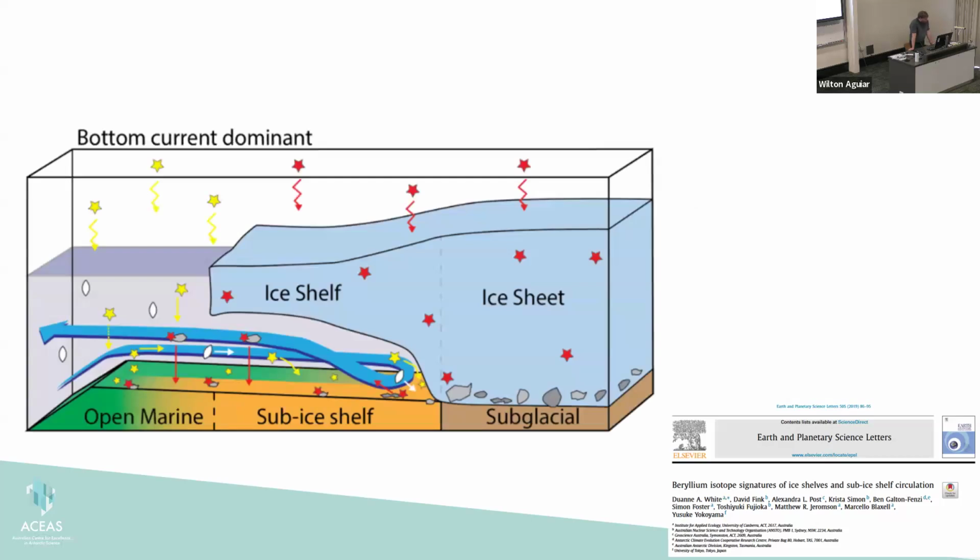And so then Dwayne came along and looked at the Amery Ice Shelf system, and he looked at the beryllium isotope signatures from underneath the Amery Ice Shelf, as well as the open marine environment. And what he found is that the concentrations, at least, of beryllium-10 seemed quite significantly affected by bottom currents, or currents acting in the system, sweeping beryllium-10 atoms underneath the ice shelf, which are then becoming deposited. Whereas in outflow areas, it's relatively depleted in those signatures.